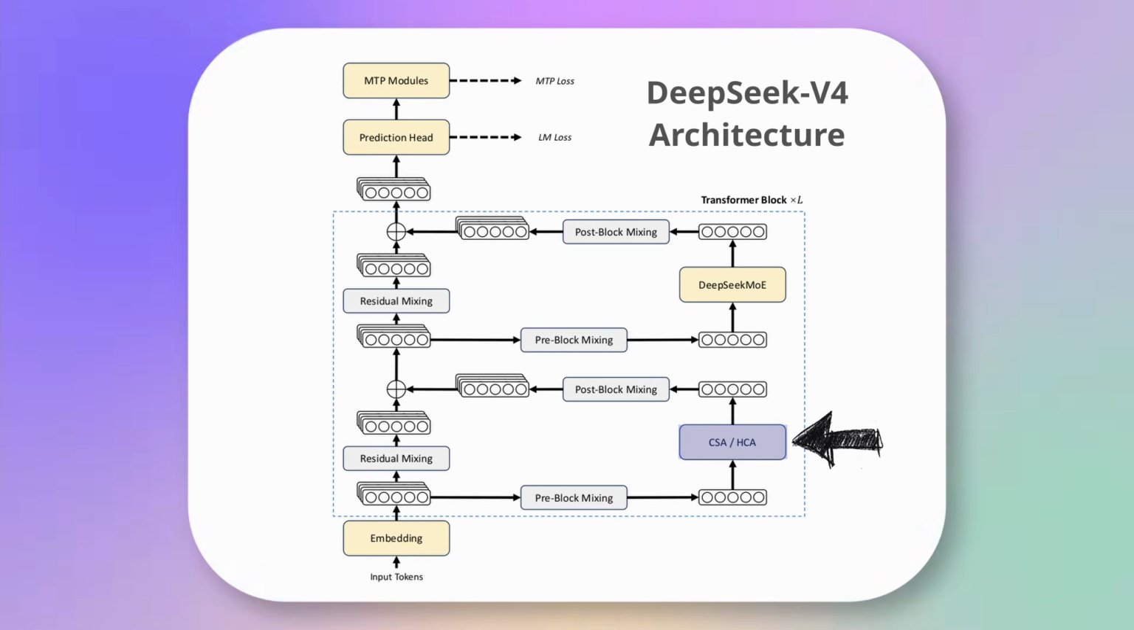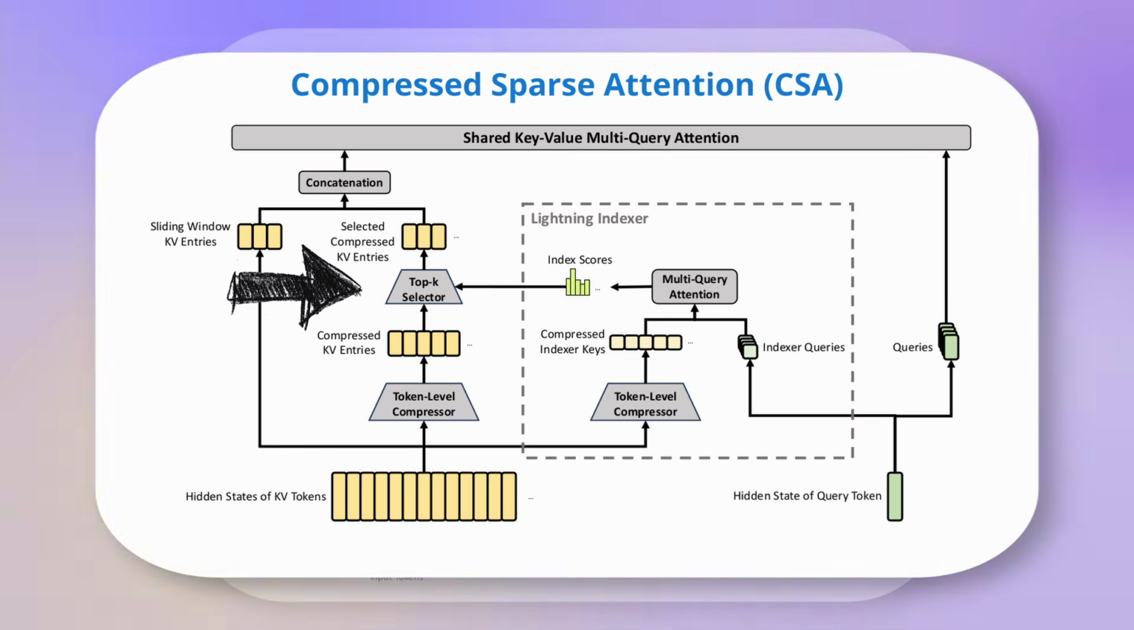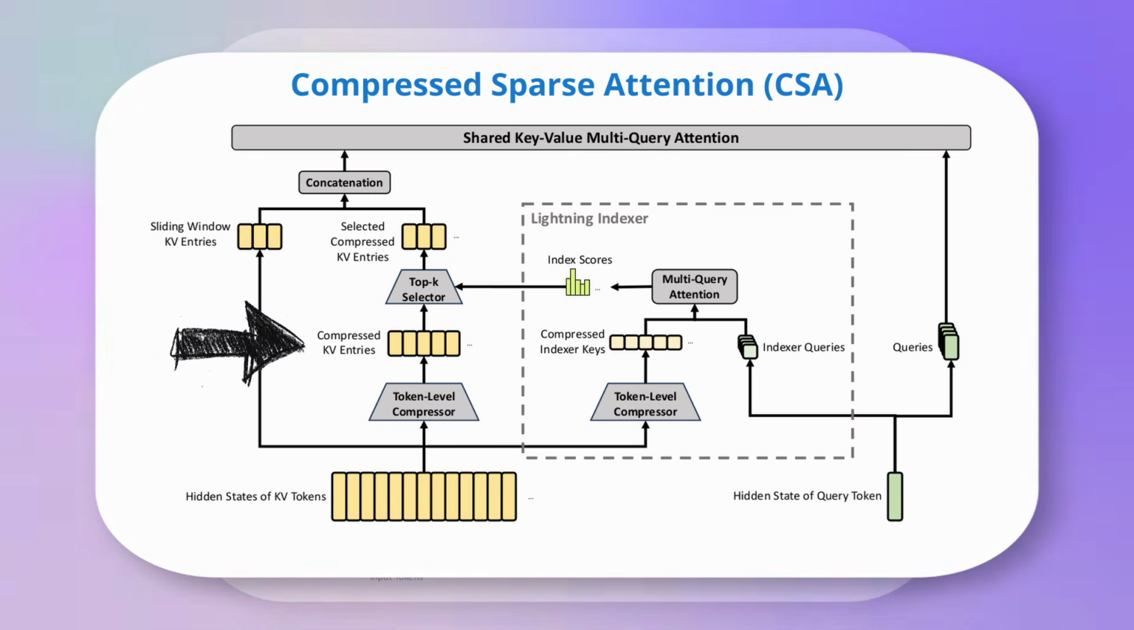Here's a simple explanation of these two. CSA compresses first, then picks only the most relevant. The key value vectors for every 4 consecutive tokens are compressed into a single summarized entry via learned weighted sum. This immediately slashes the key value cache size to a quarter of the original.